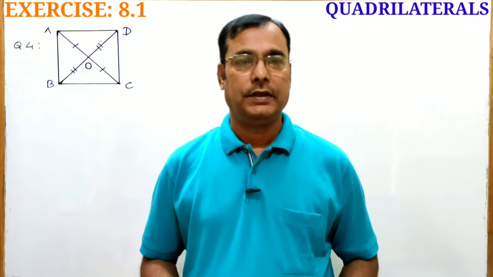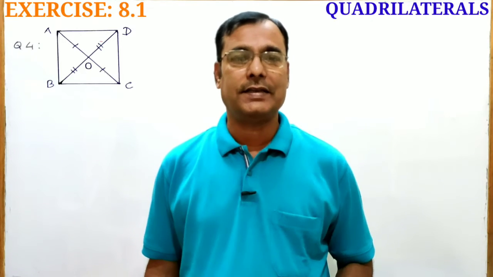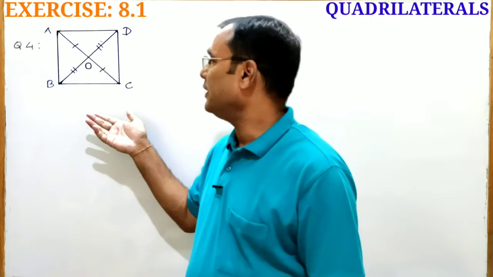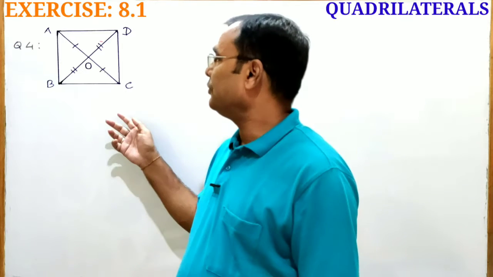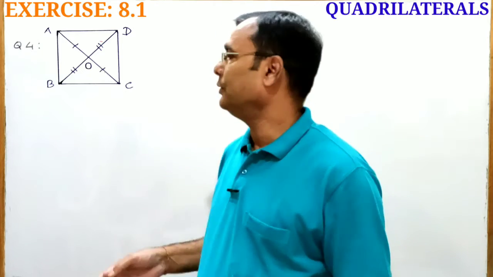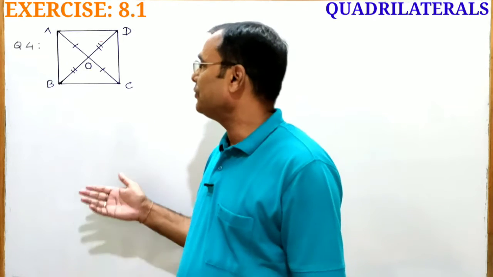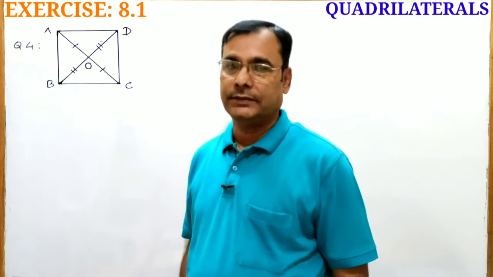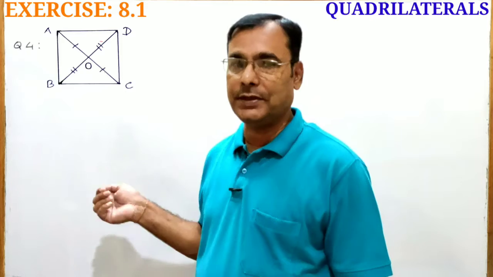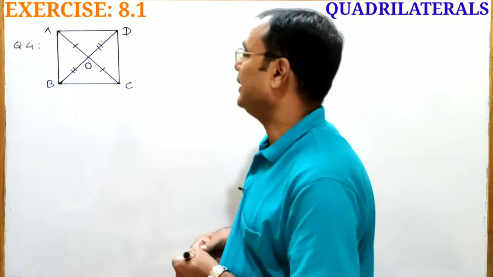Question number 4. Prove that the diagonals of a square are equal and bisect each other at right angles. Here we have drawn a square ABCD with diagonals AC and BD intersecting each other at point O. We have to prove that diagonals AC and BD of this square ABCD are equal, and also that they bisect each other at right angles. So let's write given.